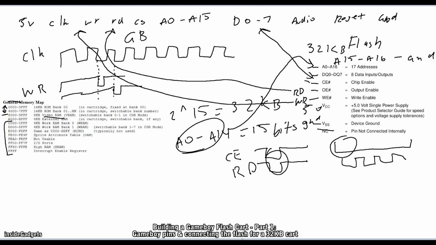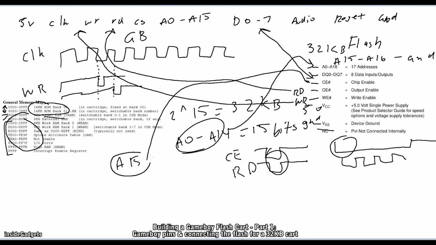So what we need to do is wire up CE so the flash chip only responds to something below 7FFF. So anything over 8000 in hex will set the A15 bit high. That means we could just simply wire up the A15 bit to the CE pin. So whenever we go over 8000, CE will go high, and whenever the Game Boy wants to access the ROM back, CE will go low because A15 will be low. And that's the basics of building a 32 kilobyte flash cart.